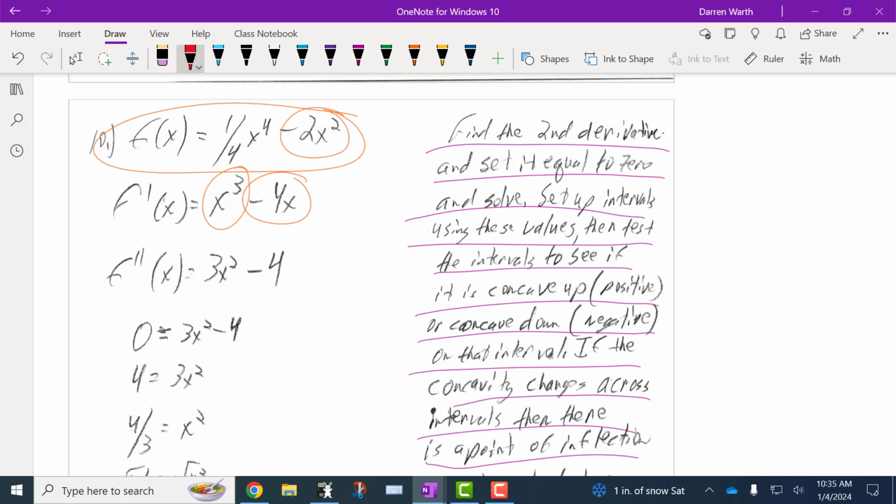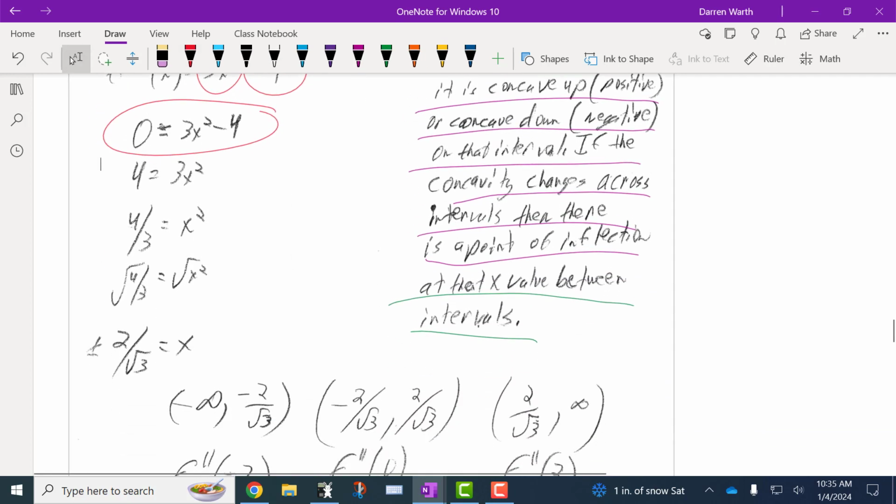Now I'm going to take the derivative of that derivative, so it's the second derivative. The derivative of x cubed is going to be 3x squared. So 3 times 1 is 3, and I drop the power by 1, so it's x squared. Negative 4x, that derivative is going to be negative 4. So I set 0 equal to 3x squared minus 4. Go ahead and solve that to find possible points of inflection.